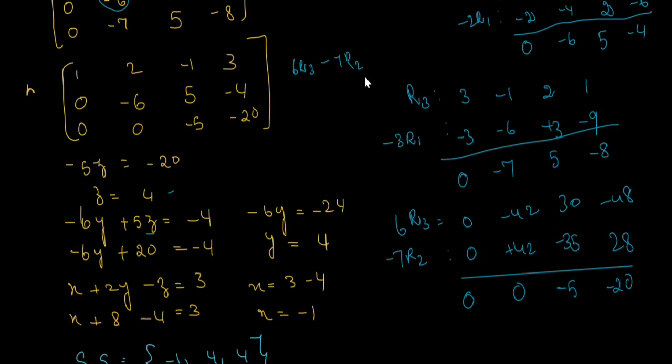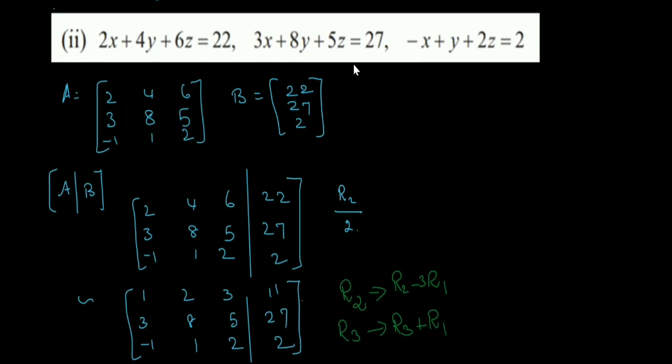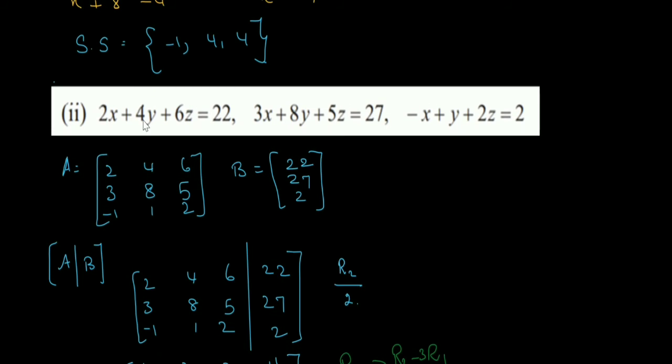Now we move on to the next question. Solve using Gaussian elimination method. So 2x plus 4y plus 6z is equal to 22. 3x plus 8y plus 5z is 27, minus x plus y plus 2z is equal to 2.